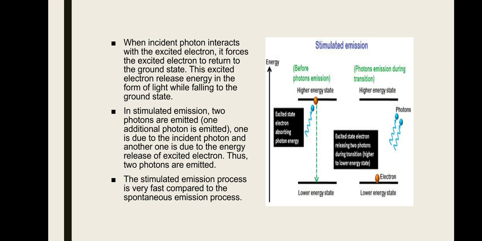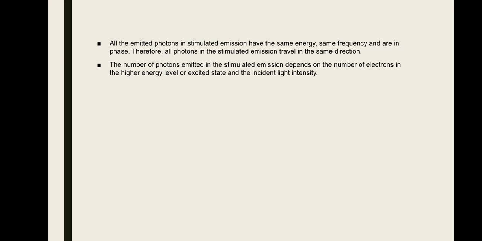So in stimulated emission, two photons are emitted. One is due to the incident photon and another is due to the energy released by the excited electron. Thus two photons are emitted. The stimulated emission process is very fast compared to the spontaneous emission process. All the emitted photons in stimulated emission have the same energy, same frequency and are in phase. Therefore all photons in stimulated emission travel in the same direction.